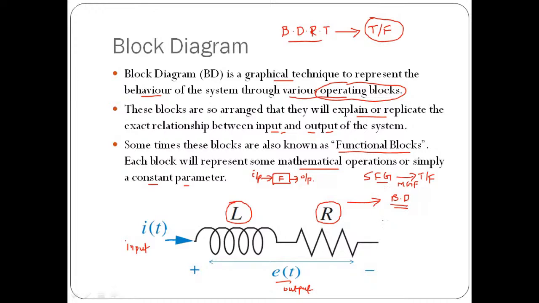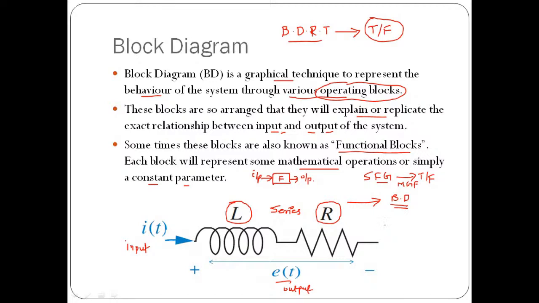In the same way, suppose in this case we have the representation of the system in physical form, where we know that in the system we have two elements. First one is inductor, second one is resistor, and both are connected in series configuration. To that series configuration we have applied input in the form of current, and we are going to get output in the form of voltage. So how to convert this into its equivalent block diagram?